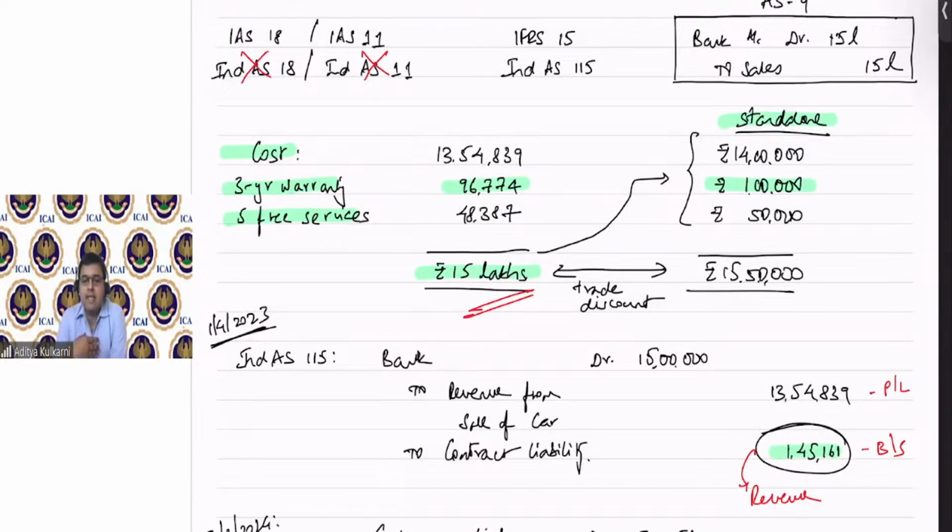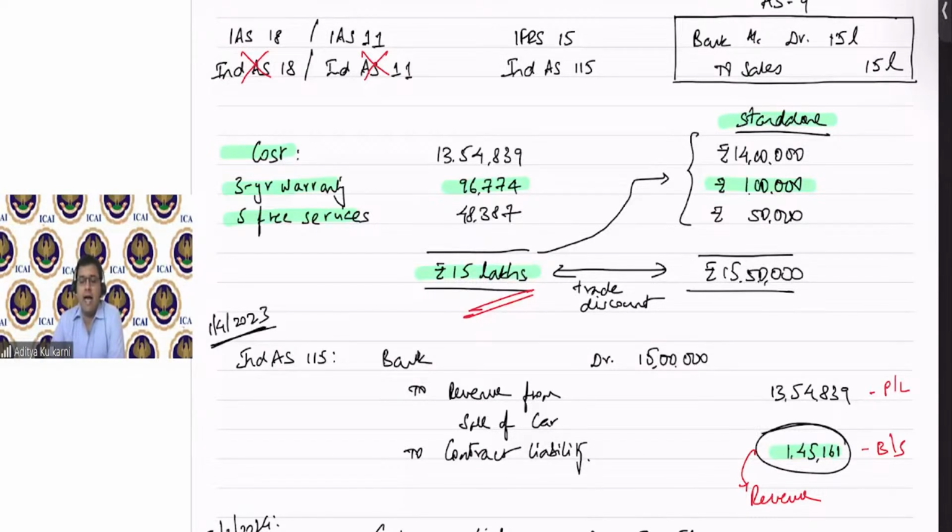So I myself have never provided a car without warranty, warranty without car, or only free services. I have not done any of this. So therefore, I cannot look at my own data because I don't have data of standalone prices in the first place. First point. Second point. So now how do I allocate?